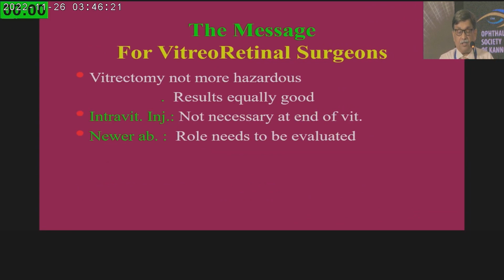For vitreoretinal surgeons, the message is, in today's world, vitrectomy is not more hazardous, results are equally good, and intravitreal antibiotic is not necessary at the end of a vitrectomy. And if you have the newer antibiotics, we still have to evaluate their role in a bigger study, but they definitely play a role in patients who have fulminant endophthalmitis.